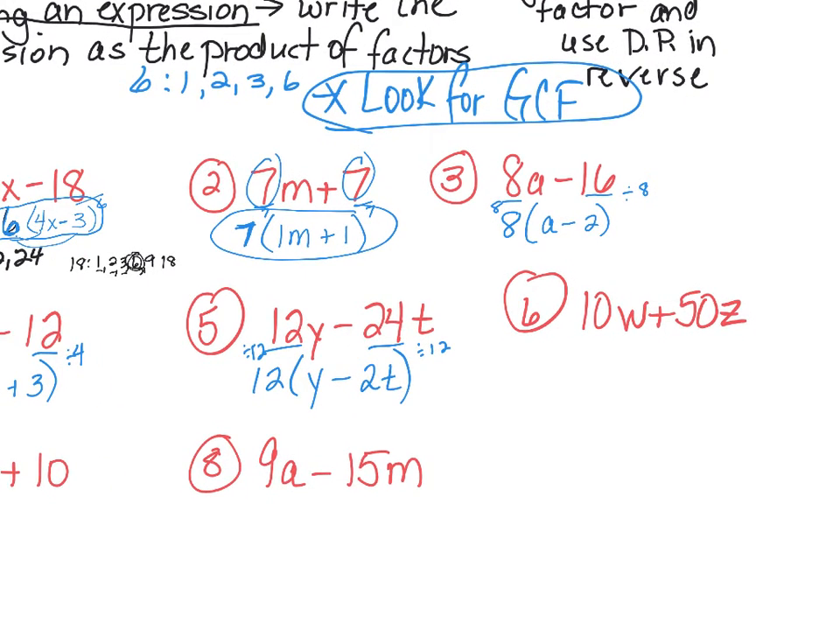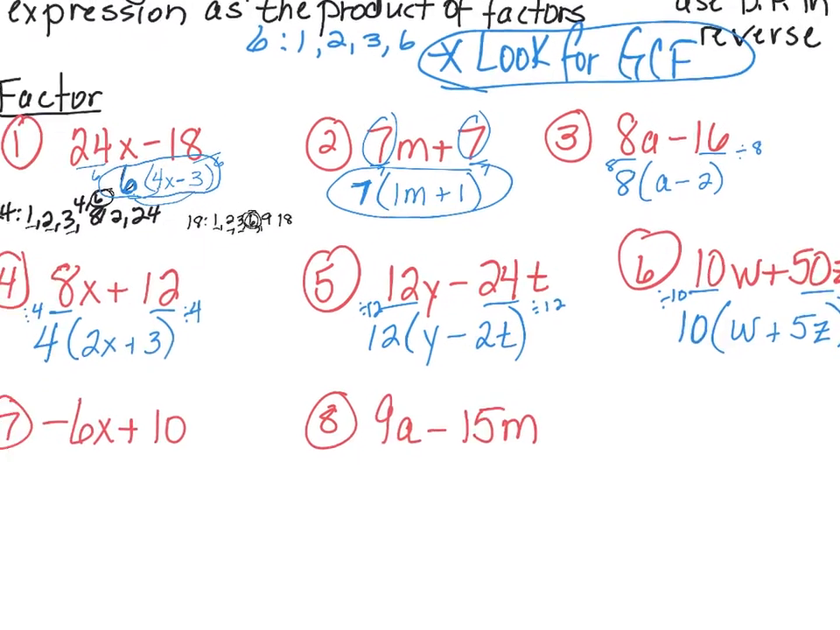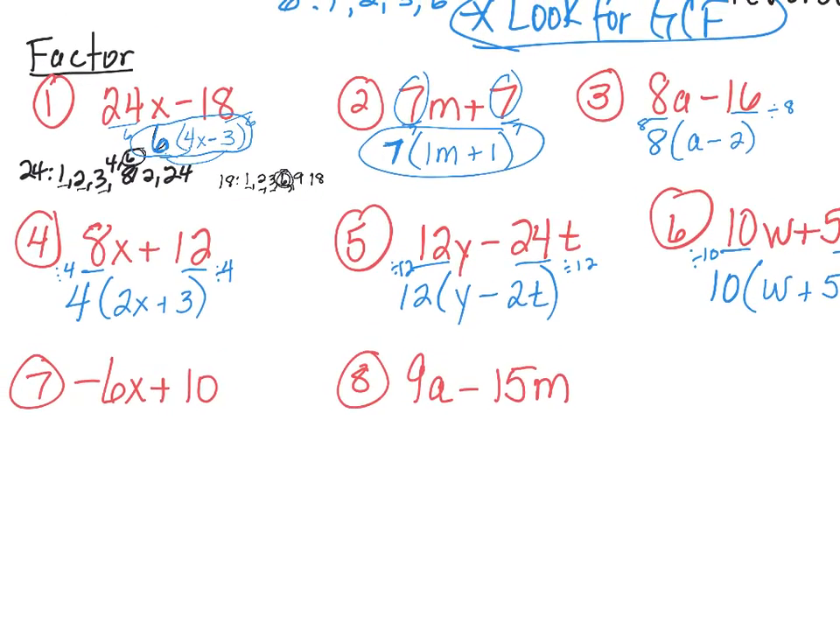Number 6. Greatest common factor between 10 and 50 is what, Bailey? I didn't hear you. So 10 becomes my truck. 10 divided by 10 is 1W, or? Plus 50 divided by 10 is 5Z. Pretty easy, right?